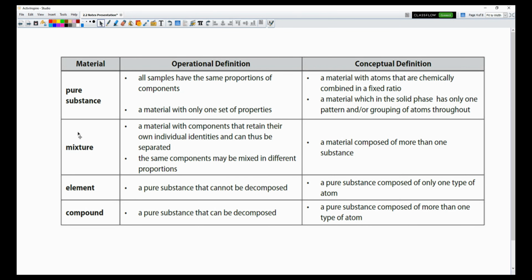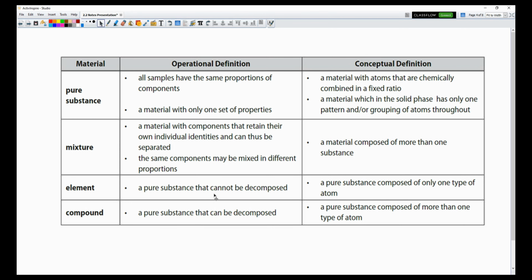Okay, as opposed to a mixture, which is a material with components that retain their individual identities, but it can be separated out. So this is like trail mix. Trail mix is a mixture. A salad is a mixture. Okay, the tomatoes have certain properties and components, and the lettuce has certain properties and components. It's mixed into a salad, but we can take those materials and separate them out. So it's a material composed of more than one substance.